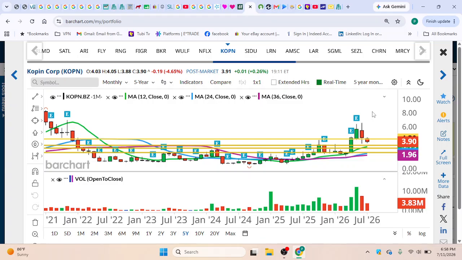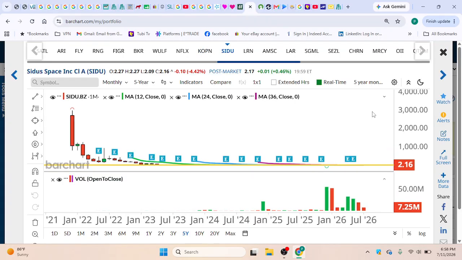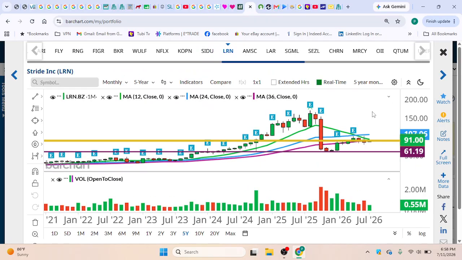This one stopped me out. It looked like it was going to be moving up the right side, and then it stopped me out. Back on the watch list. Another space stock. Needs more time to cook.